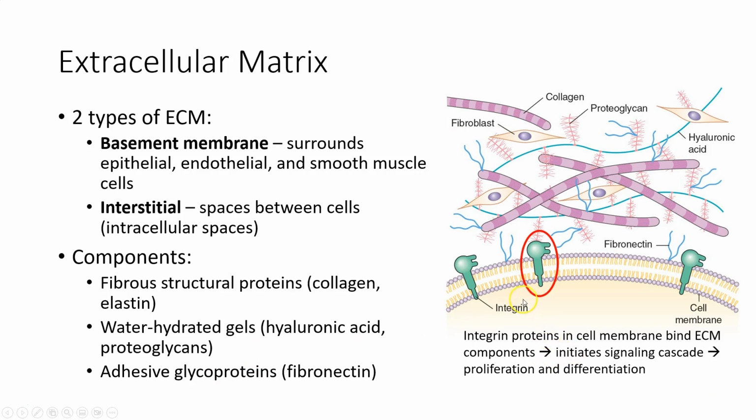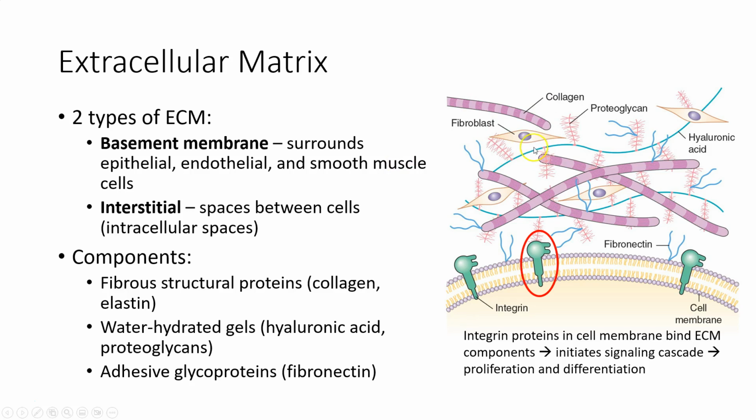We also have integrin proteins in the cell membrane. These bind components of the extracellular matrix to initiate signaling cascades that promote proliferation, or the division of cells to make more cells, and differentiation, or the specialization of cells.